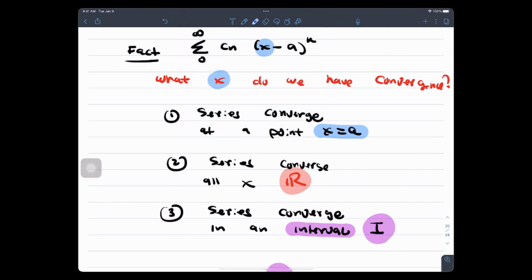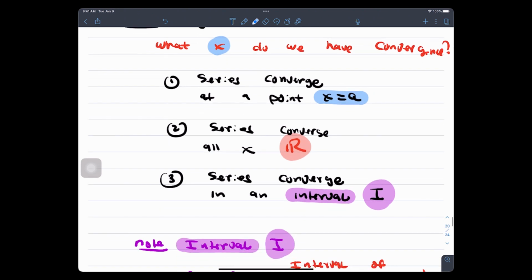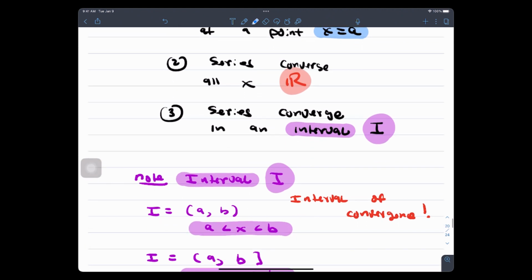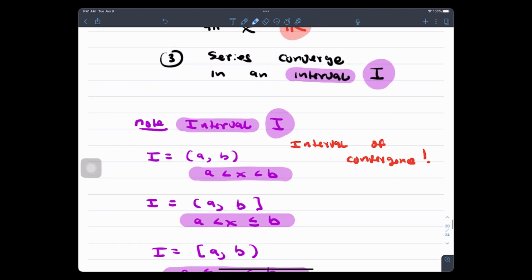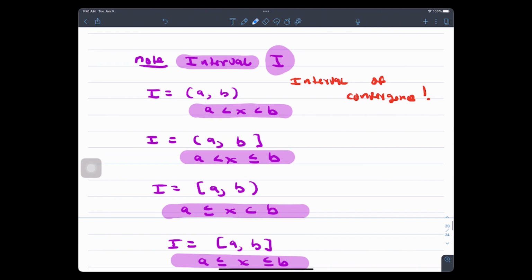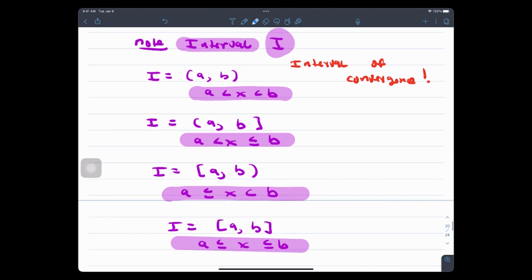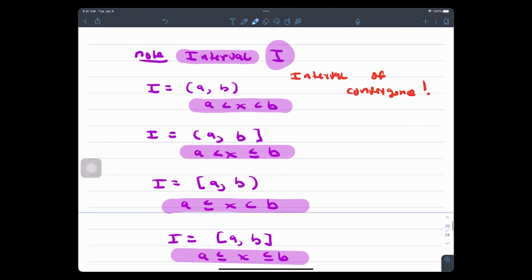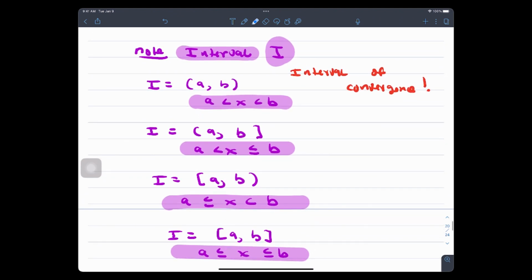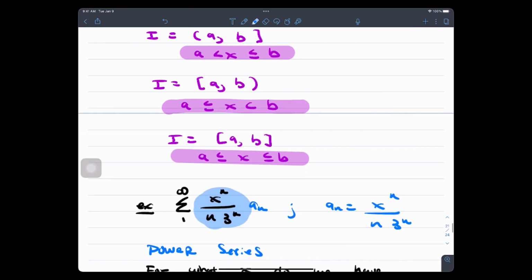So we already had a good start on that. And we showed that you can converge at a point, you can converge for all x, and you can converge over an interval. But the interval of convergence can have some open endpoints or closed endpoints or a combination. So we really want to look at this interval of convergence when there is an interval. Okay, so that's kind of where we're at.